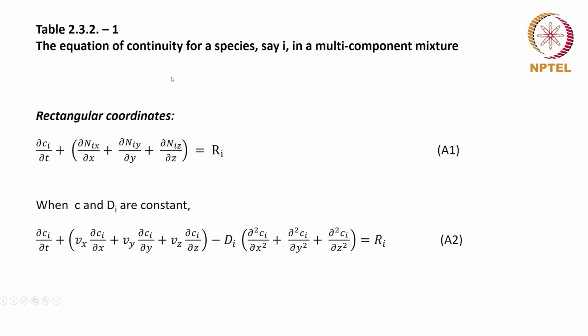So, here I have a set of tables which give you first the equation of continuity for a species i in a multi-component mixture in general terms, and when C and D_i are constant, or rho and D_i are constant, both are the same, it reduces to this, which is easier to use in many different situations. So, the general case is A1, which is a little difficult to use because it is in terms of the molar fluxes, difficult to measure, whereas here it is in terms of C and diffusivity and velocities, which are much easier to measure. Okay. So, that is what this table consists of.